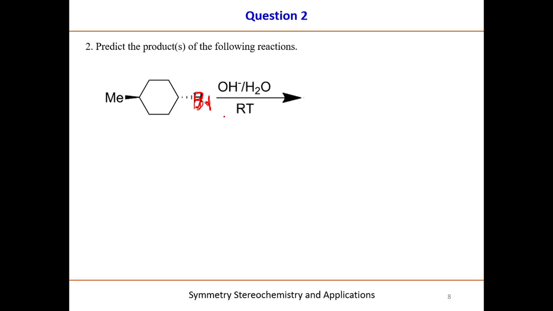Now, what will happen in the presence of a strong nucleophile? The bond making and bond breaking will occur simultaneously. That means here it will go like this, and OH will attack from the other side. OH will attack from one side and bromine will leave from the other side. As you can see here, Br is present on the back side of the plane, below the plane. So the front side is free and OH will attack from the front side. So what will be the product here?